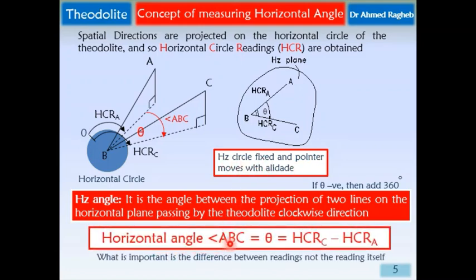For any horizontal angle, it is the HCR, horizontal circle reading, of the last point, subtracted from it the horizontal circle reading of the initial or first point, and this again proves that we don't measure the horizontal angle using the theodolite. We measure horizontal circle readings, and then through these readings we can determine the horizontal angles.